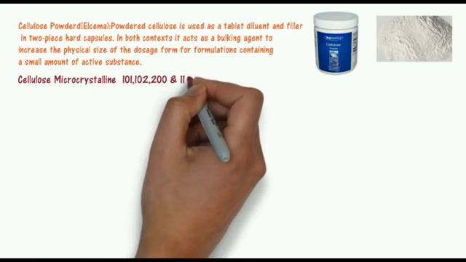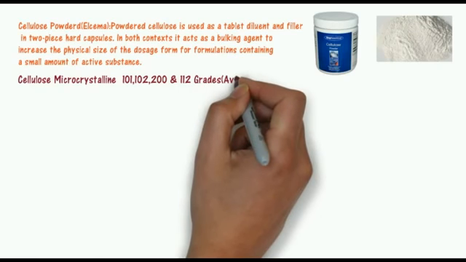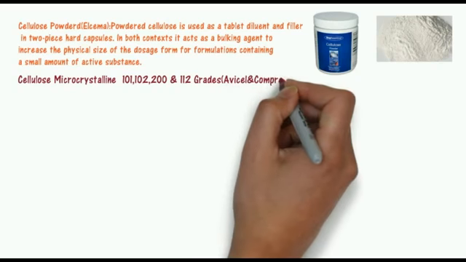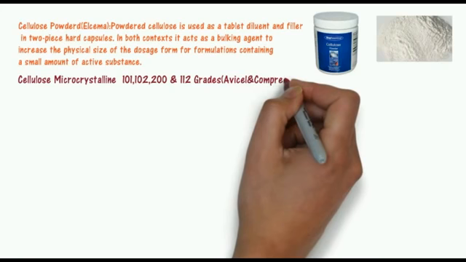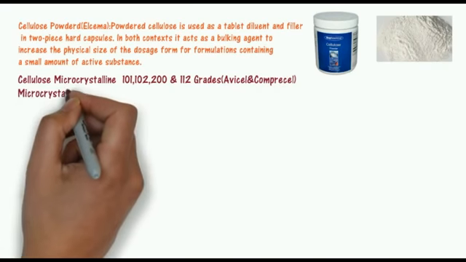The next one is microcrystalline cellulose, the most widely used filler in tablet and capsule dosage forms. Mostly in tablet dosage form and rarely in capsule dosage form. It comes in 101, 102, 200 and 112 grades. The most commonly used brand is Avicel, and another one is Comprecel.